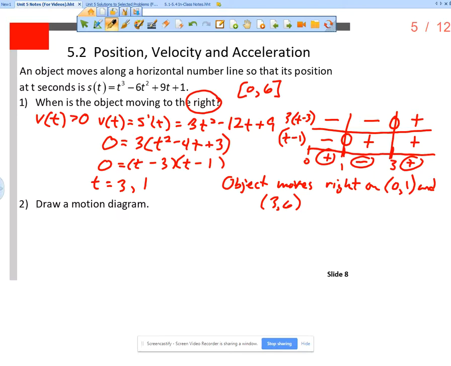Remember, we don't want to include the endpoints here because we don't want to say it's moving to the right at 1. So we wouldn't put a bracket there because it has stopped at 1, and it has momentarily stopped at 3. So we shouldn't include those.